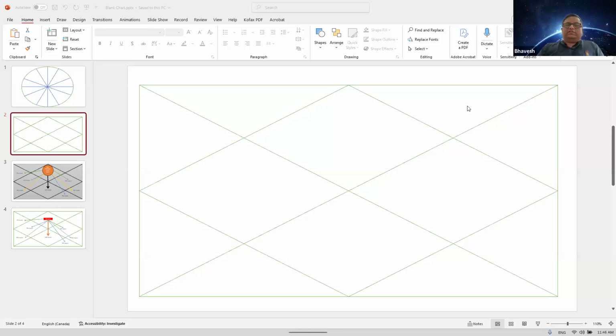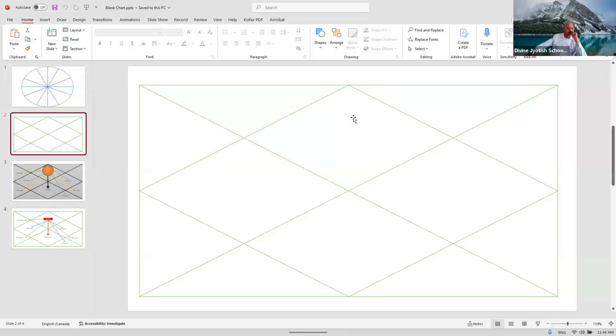Like this blank chart? One, two, number only for the bhavas. 1, 2, 3, 4, 5, 6.